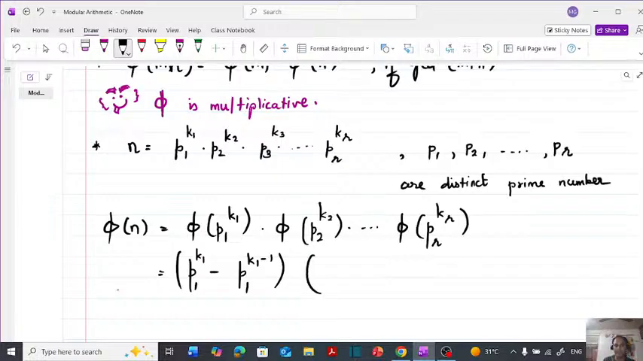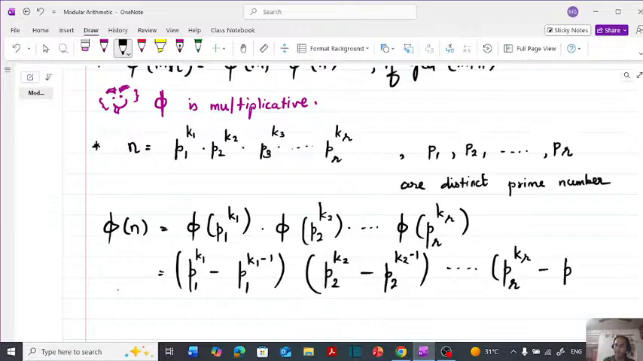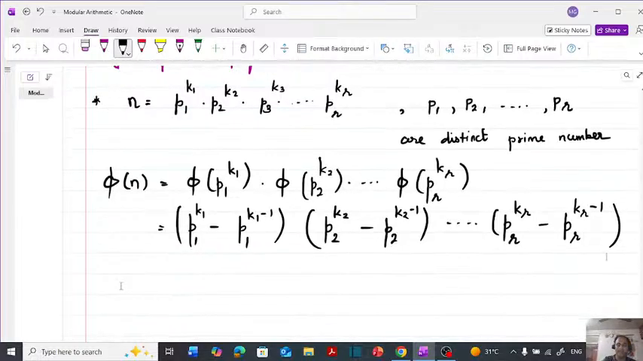Then there is p2 to the power k2 minus p2 to the power k2 minus 1, and so on up to pr to the power kr minus pr to the power kr minus 1. This is the formula for finding the phi n of any number. This is very, very important. It helps you a lot. Okay, so let us see how to handle them.